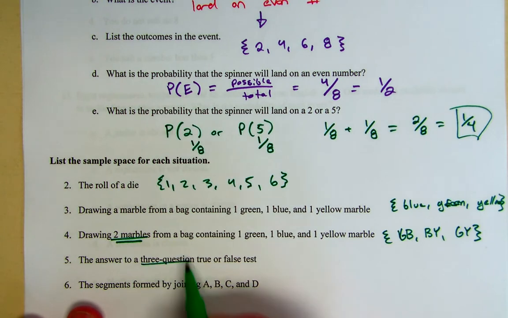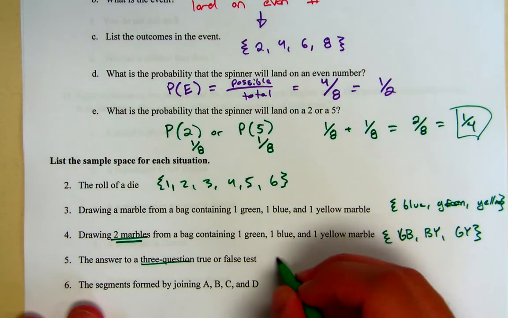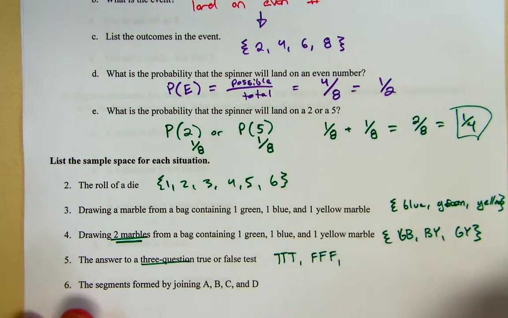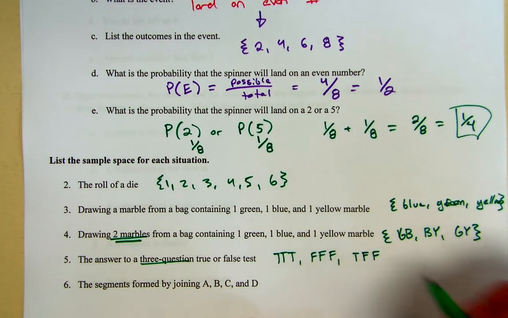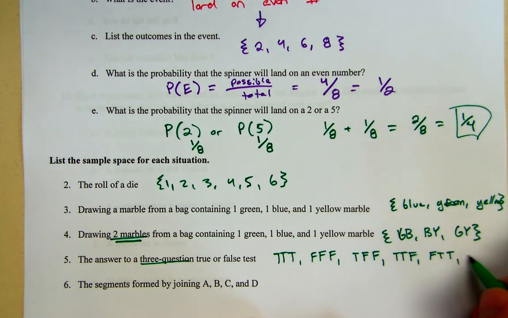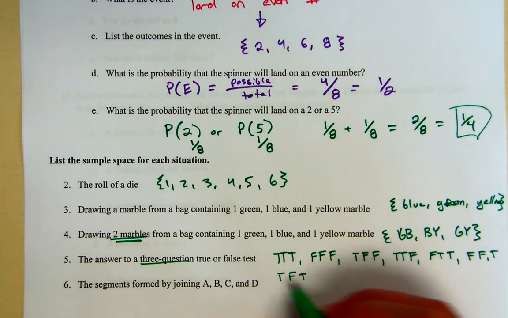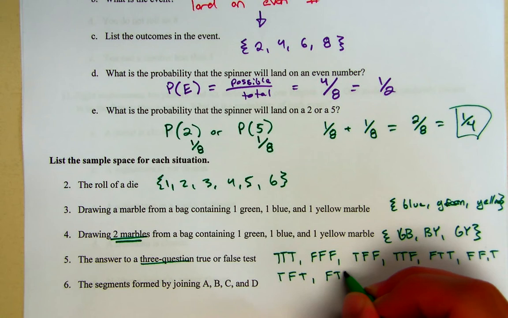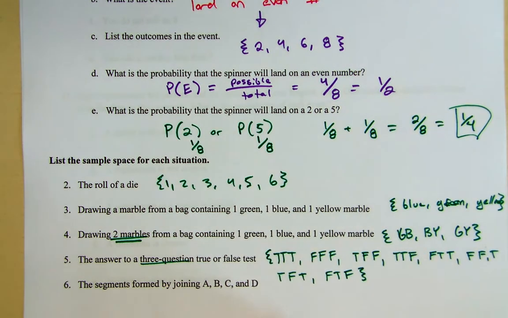Answering a 3-question true-false test. Well, you can have all true, you can have all false, you can answer the first one true and the second 2 false, you can answer the first 2 true, the last 1 false, you can answer the first false, the last 2 true, the first 2 false, the last true, we can have the first true, the second false, the last true. So we got 1, 2, 3, 4, 5, 6, 7. And we can answer false, true, false. So we got 8 options there.